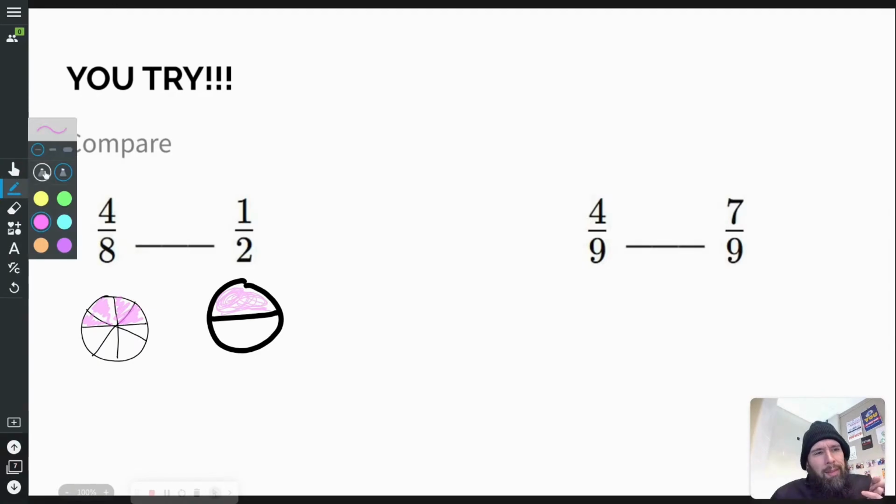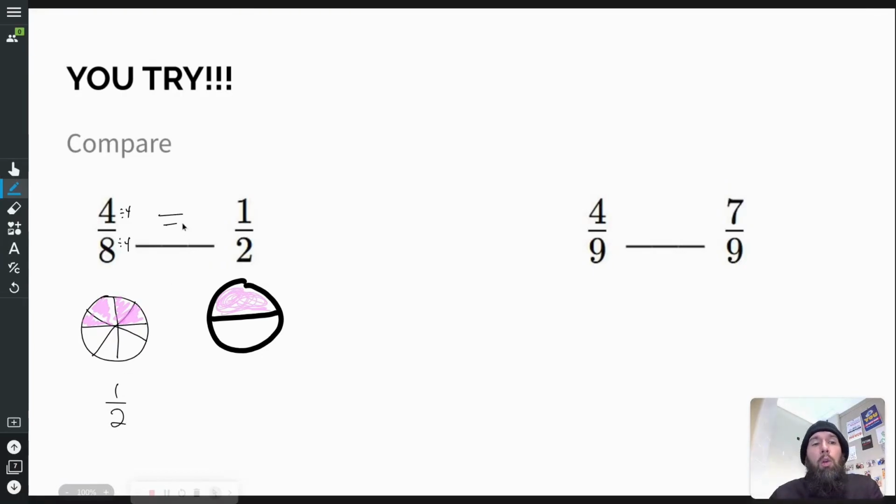Didn't I just do a lesson on simplifying fractions? I think I did. And then didn't I teach you that if you realize that the numerator and the denominator can be divided by the same number, you could do that. And so that gives you actually 1/2. That's the same as a half. And last time I checked, a half is equal to a half. We had our first equal. Look at that. So 4/8 is equal to 1/2.